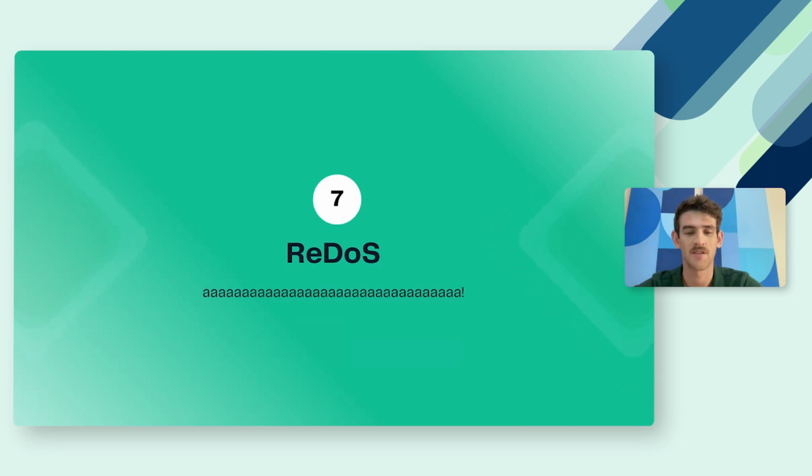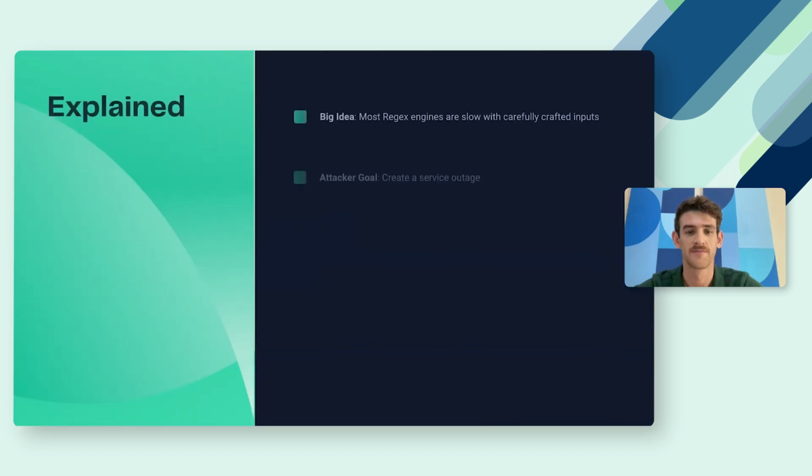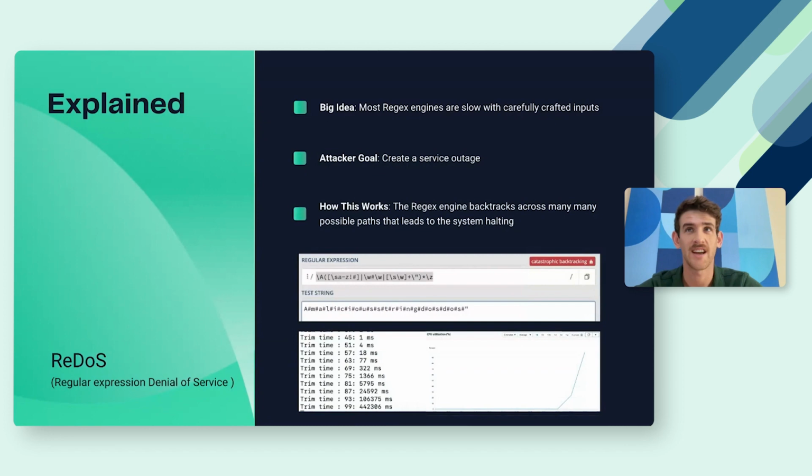For a seventh type of security vulnerability, we'll be talking about ReDoS, or regular expression denial of service. The big idea here is that most regex engines can be very slow with particular inputs, and an attacker would be trying to create a service outage. So if you're a power plant company or a network provider or a CDN, an attacker could potentially create a lot of drama or costs associated with creating a denial of service attack.